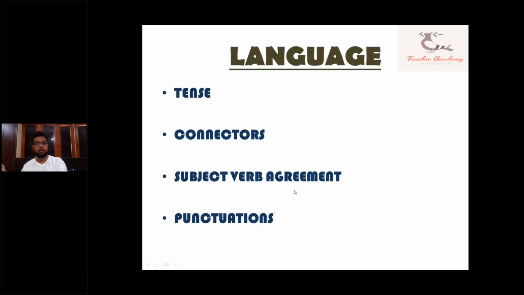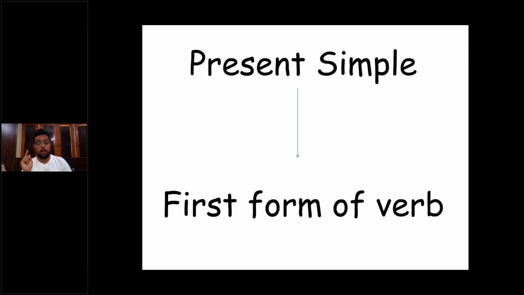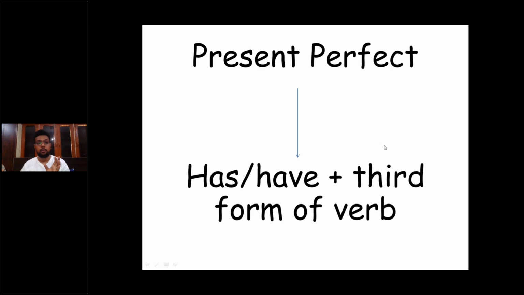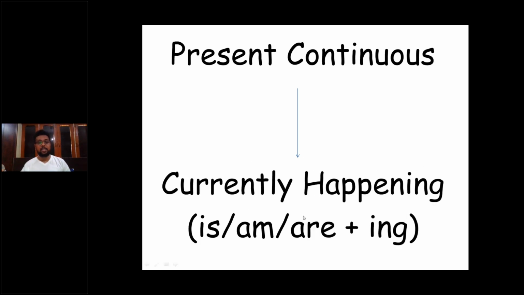Yes. So let's repeat our rule. The first rule was, first form of the verb, it is simple present tense. If you see has, have, and the third form of the verb, it is present perfect tense. Repeat once again. If you see has or have and the third form of the verb, then it is present perfect tense.